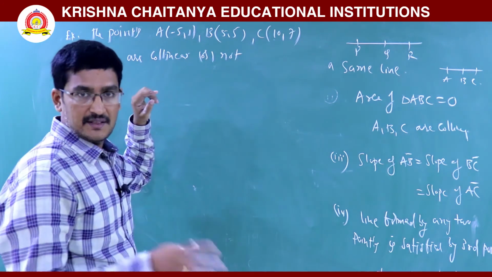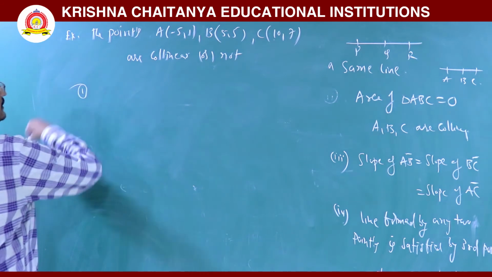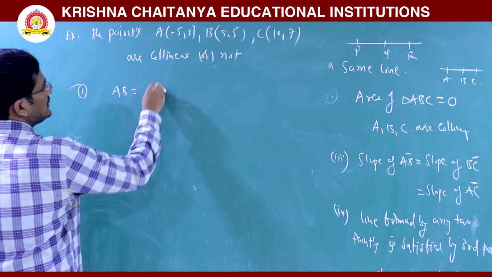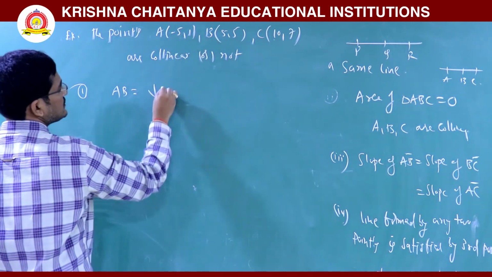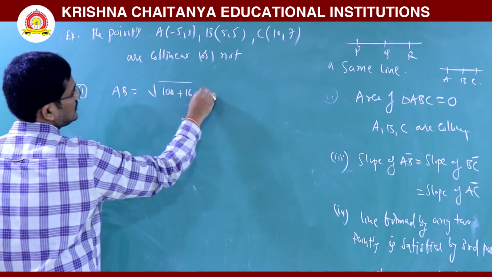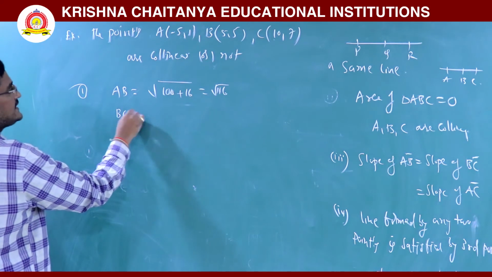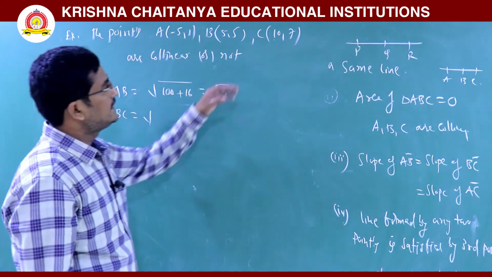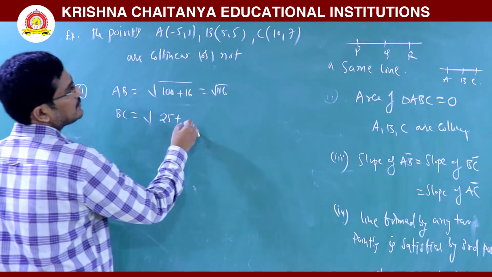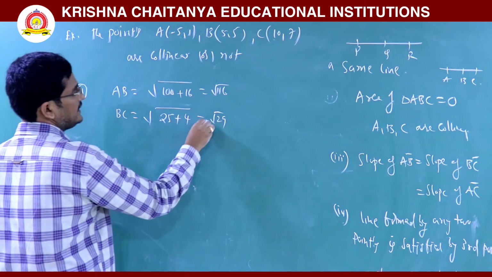We have four methods in this discussion. So what is the first method? First you have to find distances. What is the distance AB? AB is equal to the root of (5 plus 5) whole square, 10 square, plus (5 minus 1) whole square, 16. So this is root 116. What is BC? BC length is equal to root of (10 minus 5) whole square, 25, plus (7 minus 5) whole square, 4. 25 plus 4, root 29 it is.